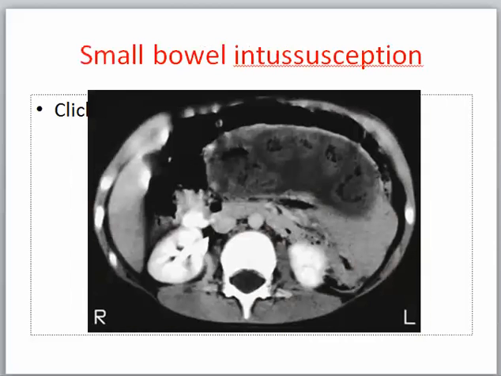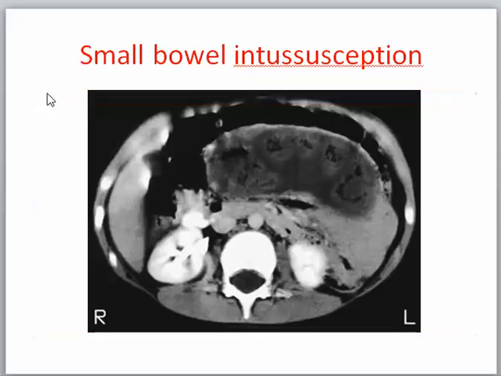Now going to this one. This is what we call small bowel intussusception within a large bowel. This is a large bowel, and these are small multiple loops inside the large bowel. So this is the ileocolic intussusception.